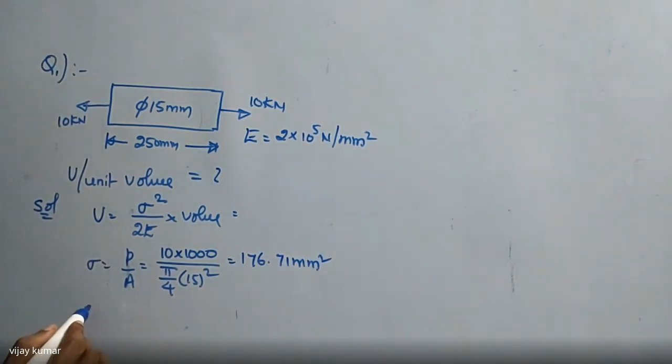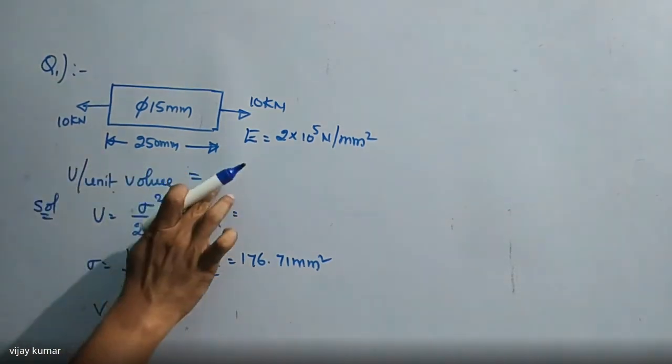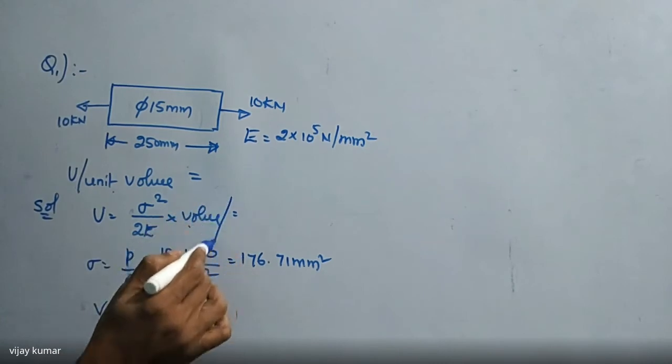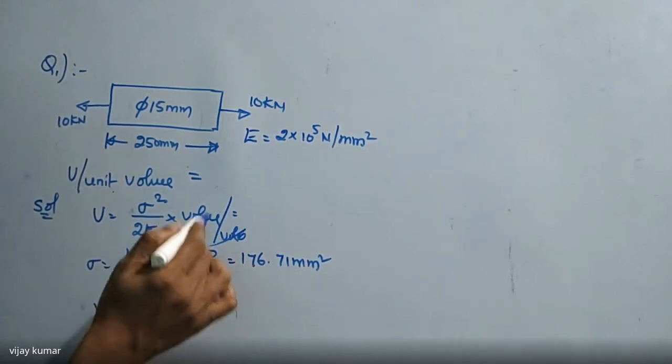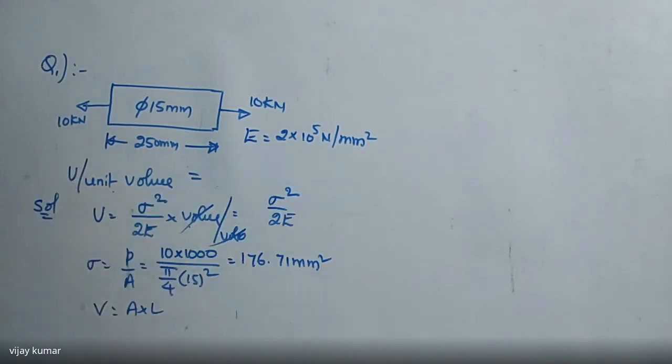What is the volume here? Volume is nothing but area into length. Got my point or not? So I am writing here, volume we can calculate, volume is nothing but area into length. But he is asking per unit volume. Actually, we are taking the volume per unit volume. Unit volume means volume terms are both cancelled. Directly we can write sigma square by 2E is the formula for strain energy.